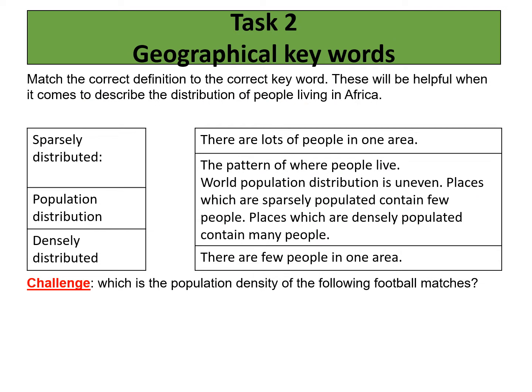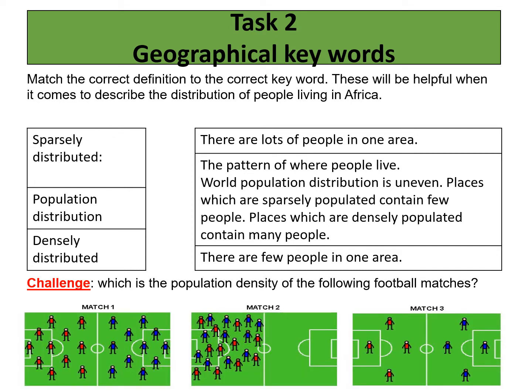For task 2 then, we need to know what these keywords mean. So what I would like you to do is match the correct keyword to the correct definition. Now, I'm not going to give you the definitions, but I'm going to help you by using these football matches at the bottom. So we can see for match 1, they're all quite evenly spaced out. So I would say that they were evenly distributed.